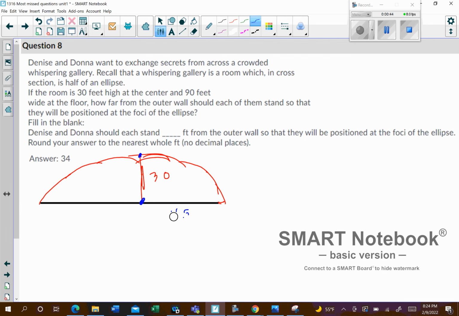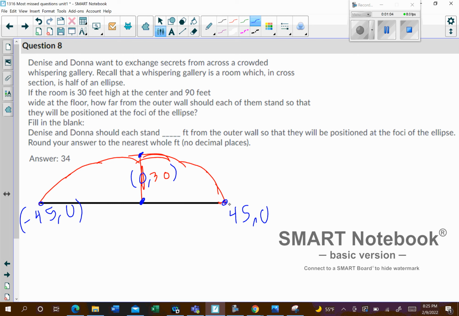So actually, let me clean that up a little bit. That would mean that we'd have 45 here and negative 45 here. So those would be my x values. The y values would be 0 at that point. And here, that's at 0, 30. X is 0, and the y value is 30 for up here.